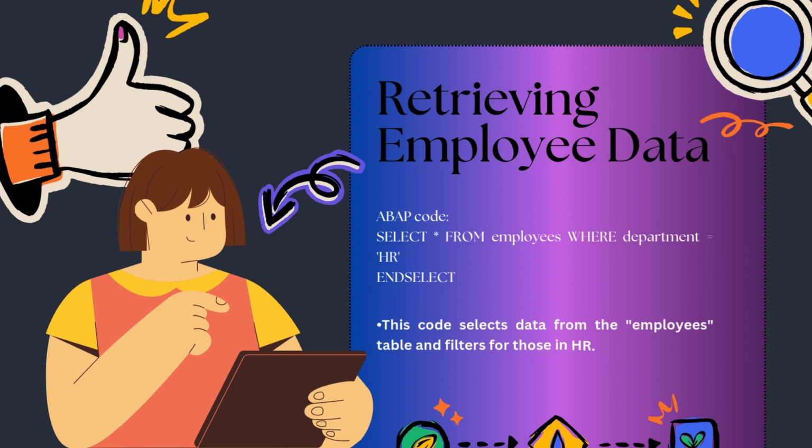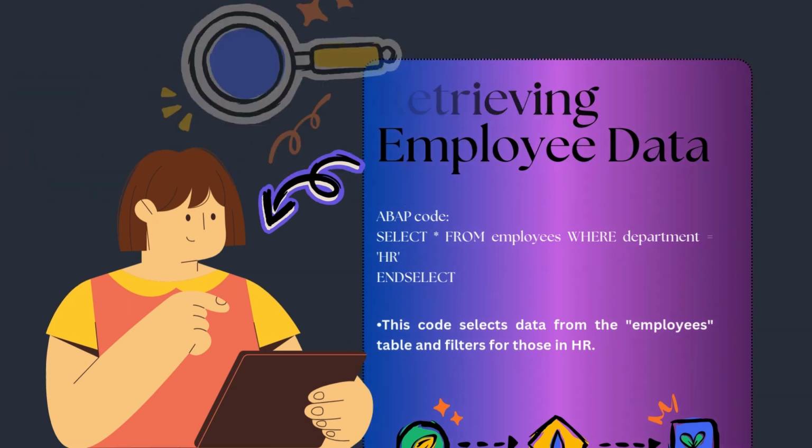Here's a very simple example of an ABAP program. SELECT * FROM employees WHERE department = 'HR'. ENDSELECT. This tiny piece of ABAP code is a command that tells SAP to select data from the employees table in the system, specifically pulling up all employees in the HR department. This is the basic structure of how ABAP communicates with data in SAP.